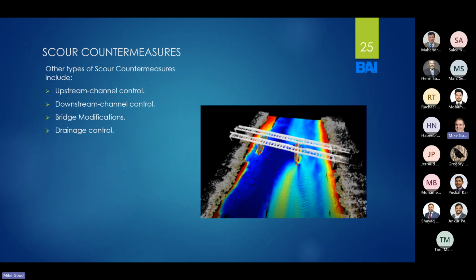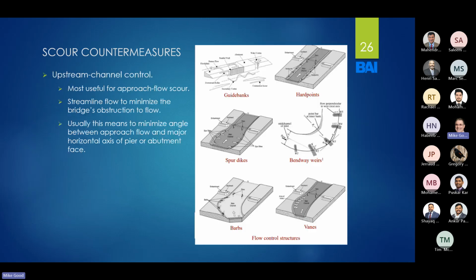Other types of scour measures that we see from time to time: upstream channel control, downstream channel control, drainage control, and bridge modifications. We can do these kinds of things to help mitigate scour, either before the water or debris gets to the bridge or after it does. So for upstream channel flow, site-specific analysis is usually required, but we can do things upstream of the bridge to try to slow things down or divert the water away from the structure itself.